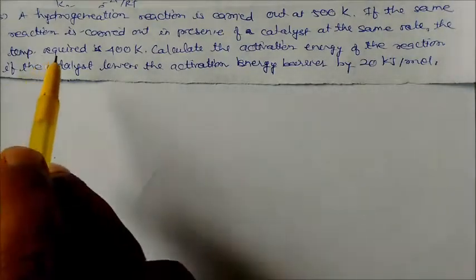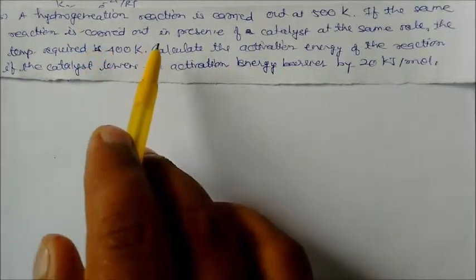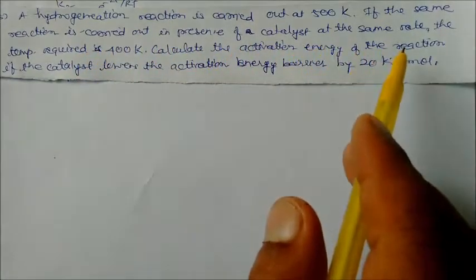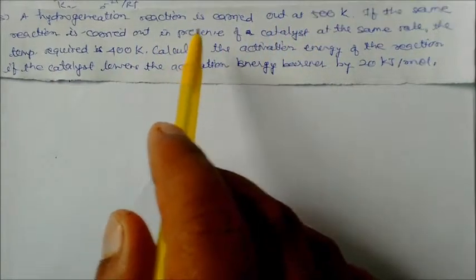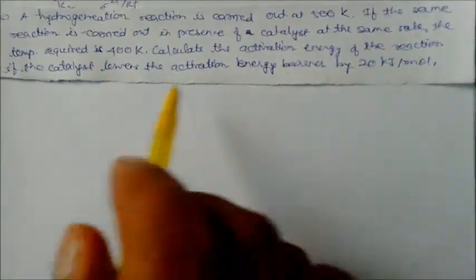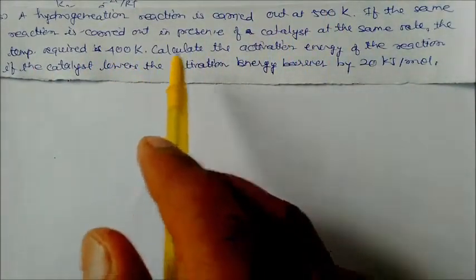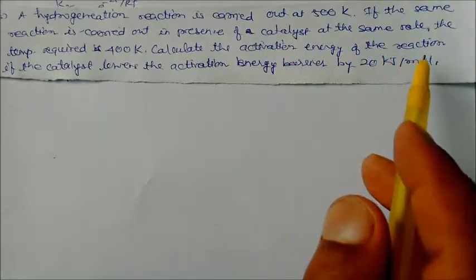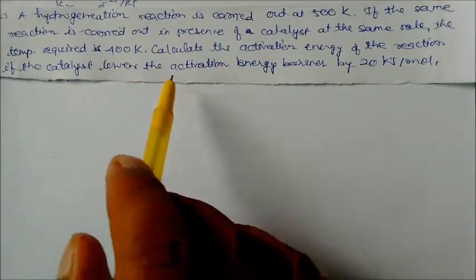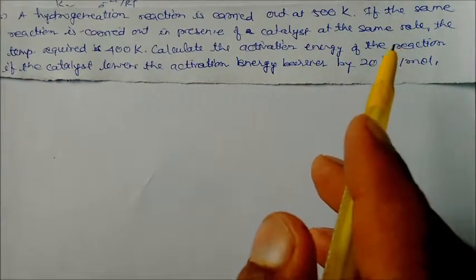Here a hydrogenation reaction is carried out at 500 Kelvin. If the same reaction is carried out in the presence of a catalyst at the same rate, so here the rates are equal. One is in the presence of a catalyst and one in the absence of a catalyst, and the temperature required is 400 Kelvin. So two different temperatures, but the rate of the reaction is the same. Calculate the activation energy of the reaction if the catalyst lowers the activation energy barrier by 20 kilojoule per mole.